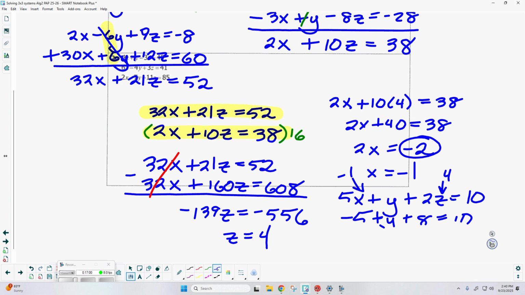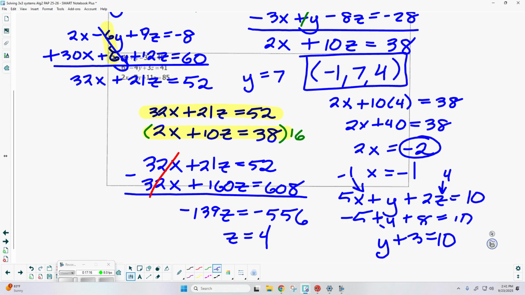Okay, so that is going to give me y plus 3 is equal to 10. Yep. So y equals 7. There we go. So x is negative 1, y is 7, and the z is 4. So there is my ordered triple.